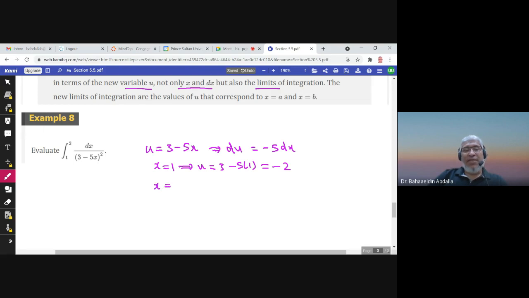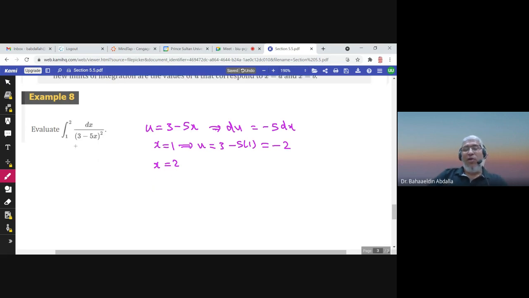And if x is 2, the upper limit, what would be the value of u? So to find u when x is 2, you replace x by 2. So 3 minus 5 times 2, 3 minus 10, is negative 7.